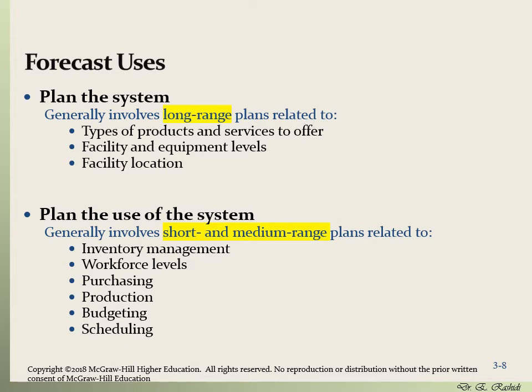Then the next use of forecasting is shorter time horizon decision making, which is planning the use of the system that is already built. That generally involves short and medium range planning in the system. For example, you already have the facility, you already have the equipment, and you know what type of iPhone or product you want to produce. Then it comes to how many you want to produce.